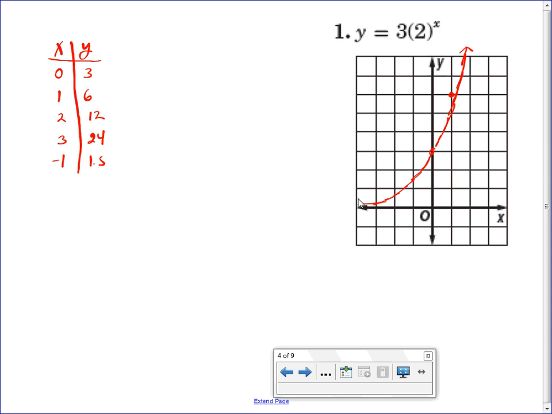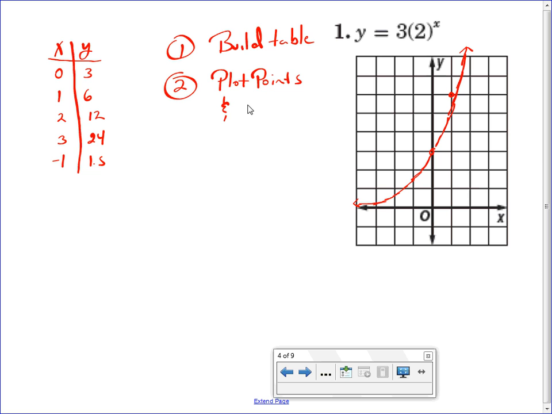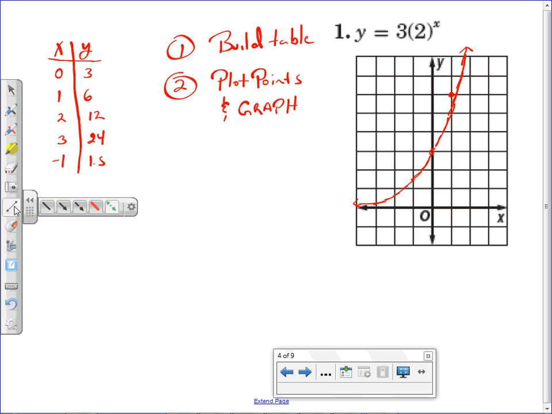Okay, so step 1, build your table. Step 2, plot the points and graph. Step 3, I want you to name the asymptote. Look at how this thing is approaching the x-axis. Sometimes that asymptote is going to be above or below the x-axis. It may be up here somewhere that it never crosses, or down here somewhere. This one's right on the x-axis.